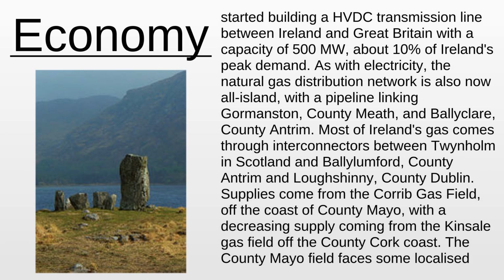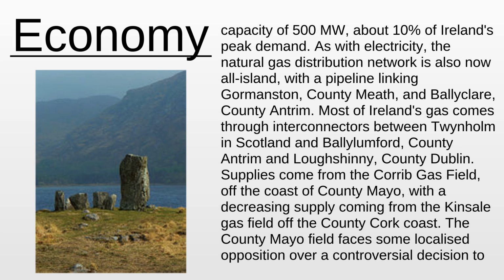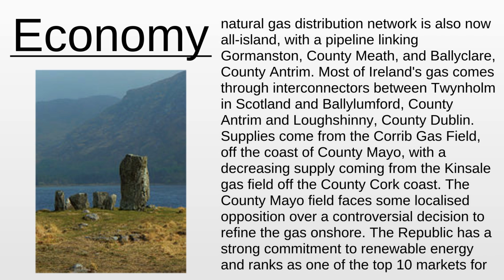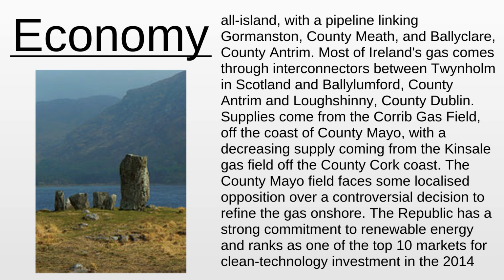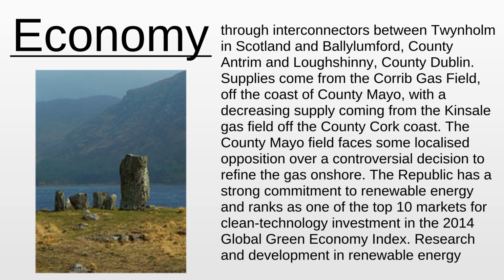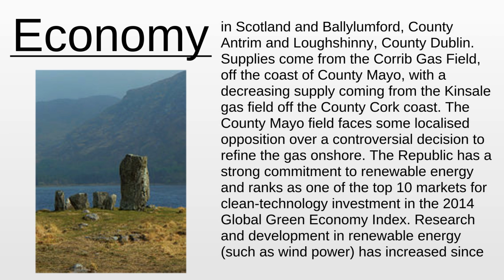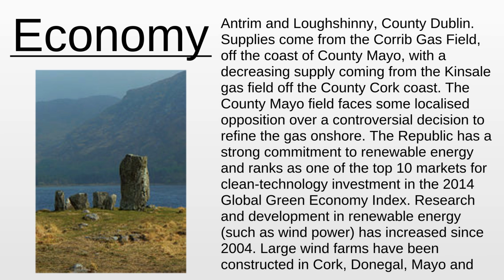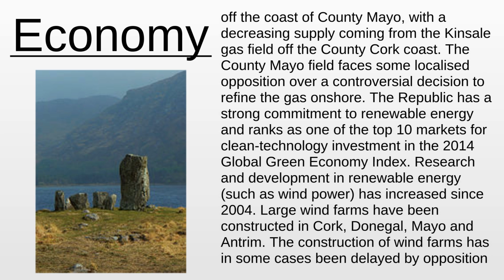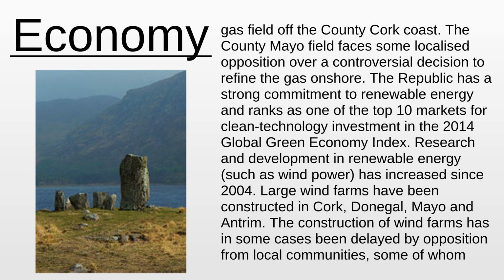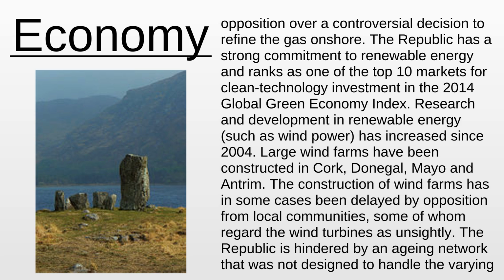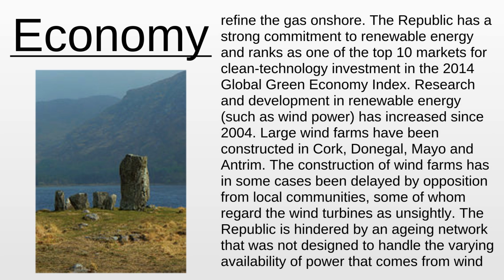EirGrid has started building a HVDC transmission line between Ireland and Great Britain with a capacity of 500 megawatts, about 10% of Ireland's peak demand. As with electricity, the natural gas distribution network is also now all-island, with a pipeline linking Gormanston, County Meath, and Ballyclare, County Antrim. Most of Ireland's gas comes through interconnectors between Twynholm, Scotland and Ballylumford, County Antrim and Loughshinny, County Dublin. Supplies come from the Corrib gas field, off the coast of County Mayo, with a decreasing supply coming from the Kinsale gas field off the County Cork coast. The County Mayo field faces some localized opposition over a controversial decision to refine the gas onshore.